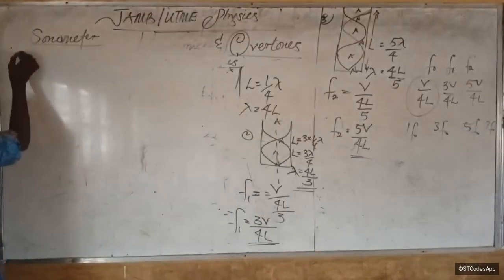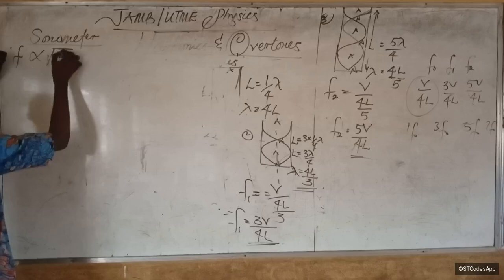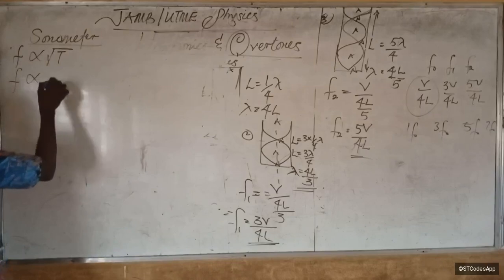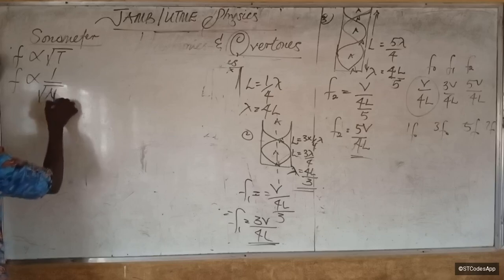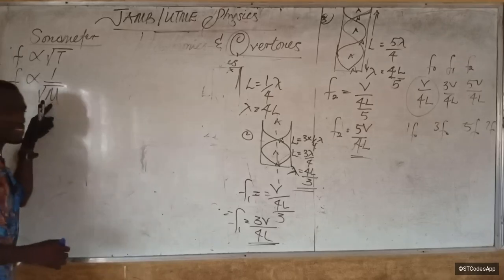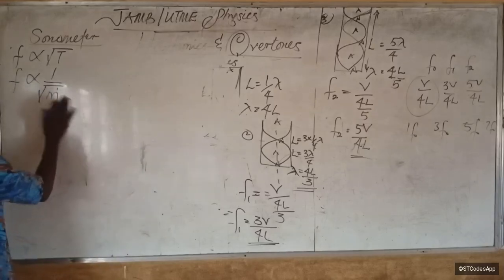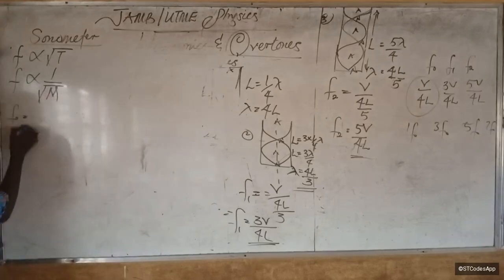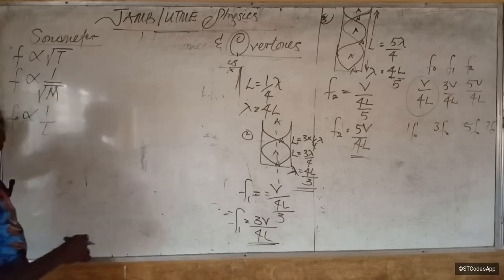Now, it is discovered experimentally that the frequency of sound in a sonometer is directly proportional to the square root of the tension in the string. That same frequency is inversely proportional, however, to the square root of the mass per unit length. Is that okay? Capital M. You see, it's not small m, so it's not mass. It's the mass per unit length. Then the frequency again is inversely proportional to the length of the string.